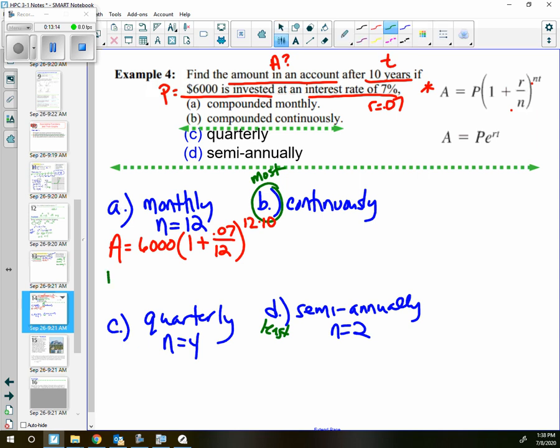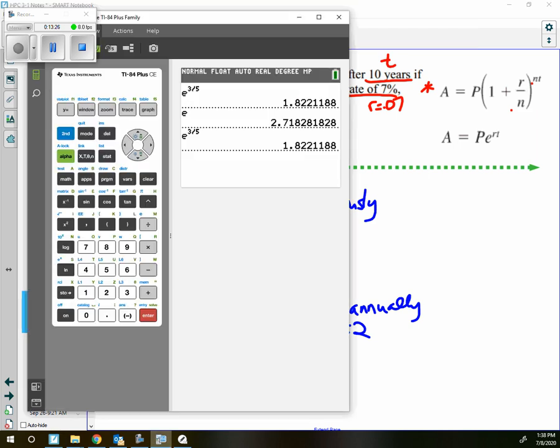Okay, now I want to talk about what some of these numbers actually mean. And this is really important to me that you understand what's happening here. So let's take a look at this base first of all. Can you do the 0.07 divided by 12? So I'm going to go ahead and jump over to my calculator here. 0.07 divided by 12. That's 0.00583333.